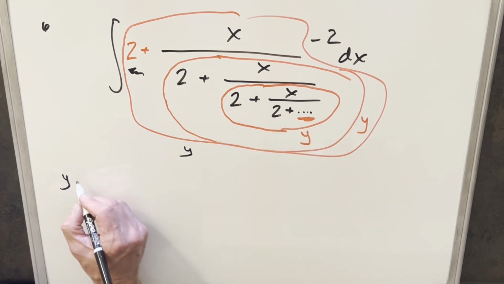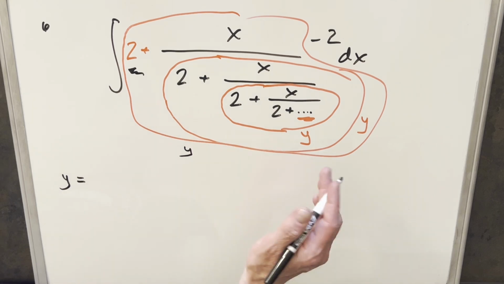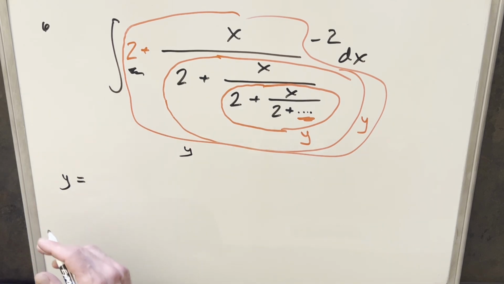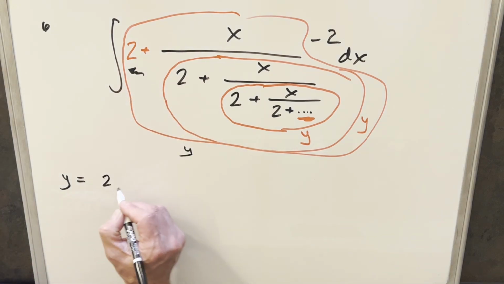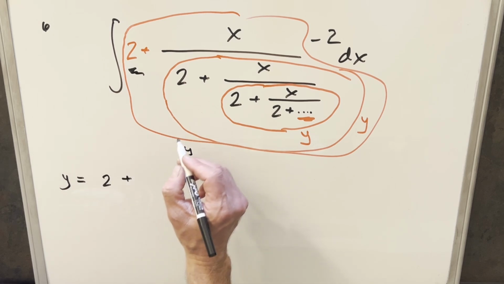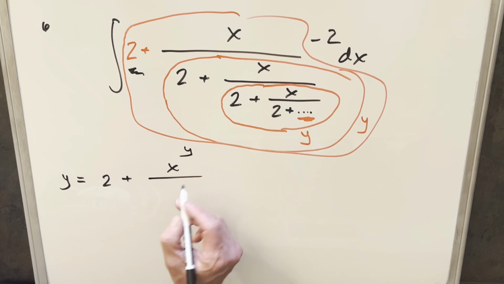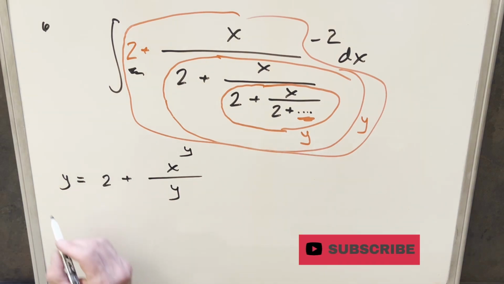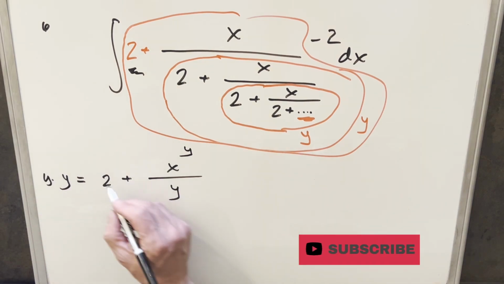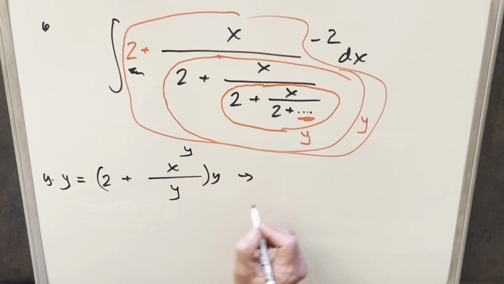So we'll rewrite this. We're saying everything's y. I've got the 2 up front. This is going to become 2 plus x in the numerator, and then this whole thing in the denominator is all going to be y. Then let's multiply both sides by y and see what we have.